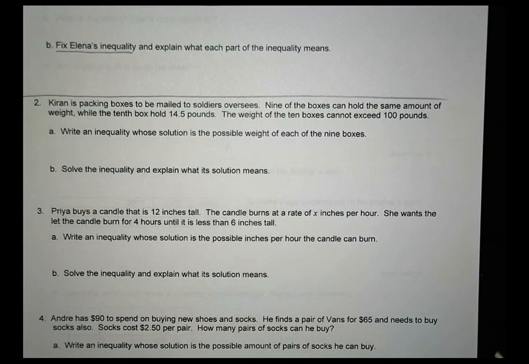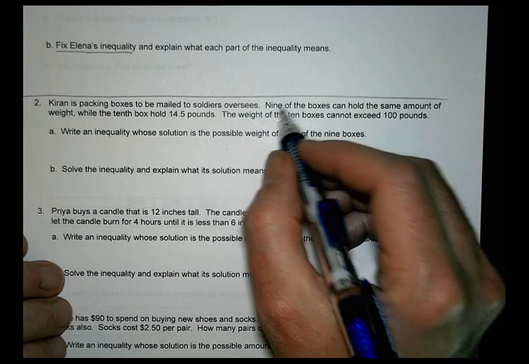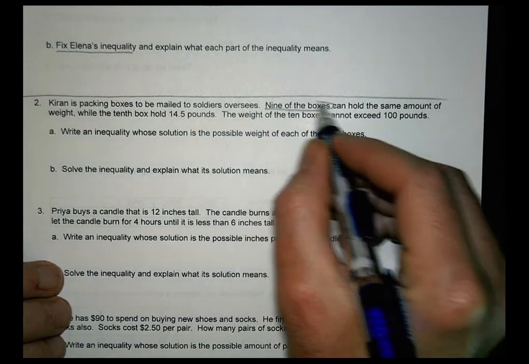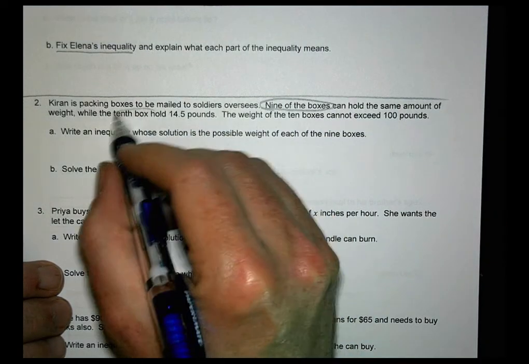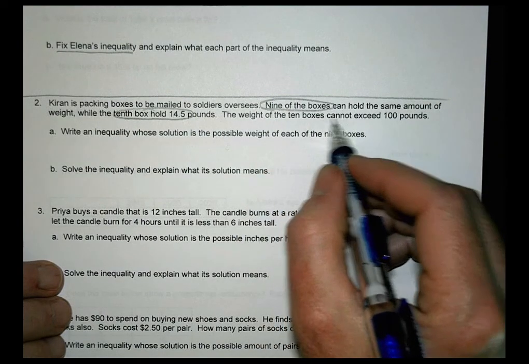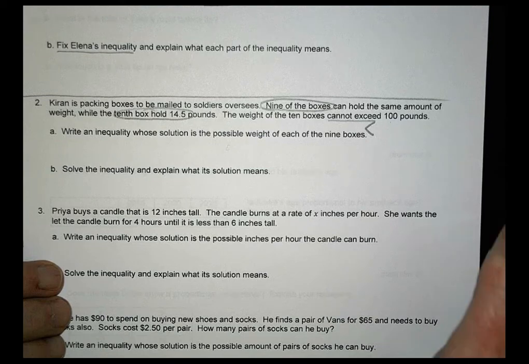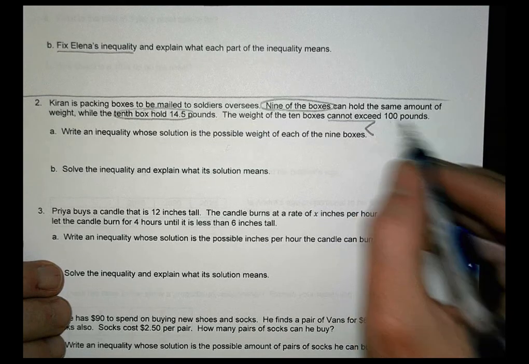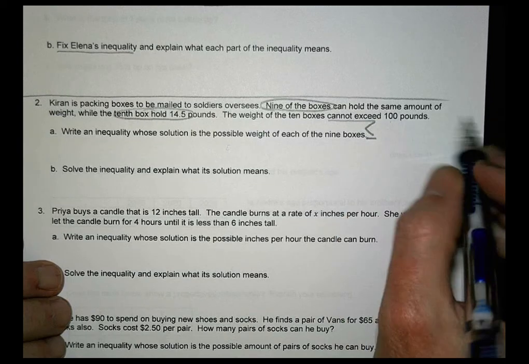Number 2, Kieran is packing boxes to be mailed to soldiers overseas. 9 of the boxes can hold the same amount of weight. What is that? We don't know. The 10th box holds 14.5 pounds. The weight of the 10 boxes cannot exceed, that means it needs to be less than 100 pounds. Now, can it be equal to? It can be equal to, it just can't go over 100.